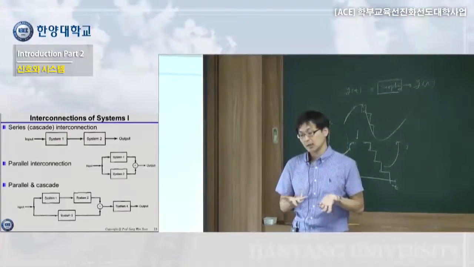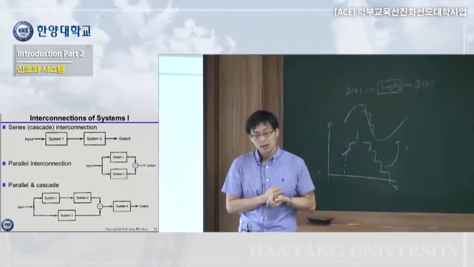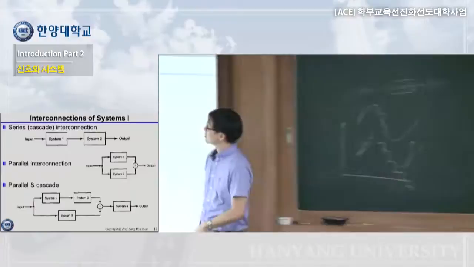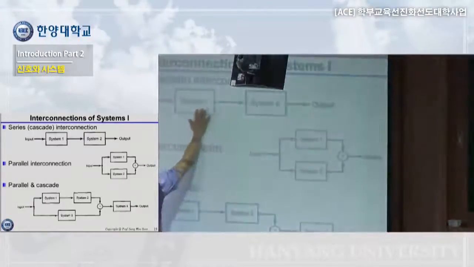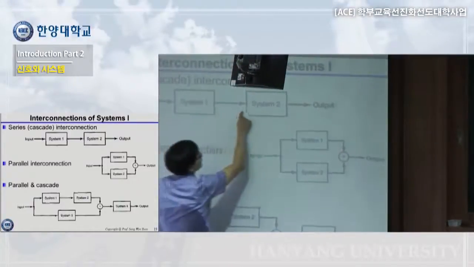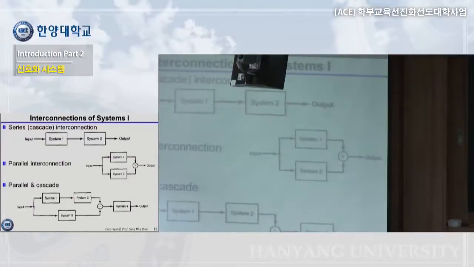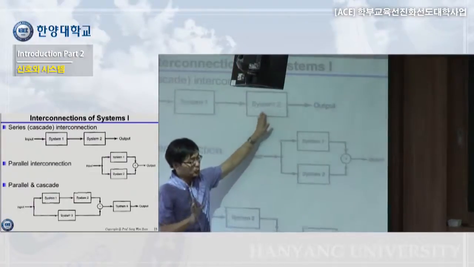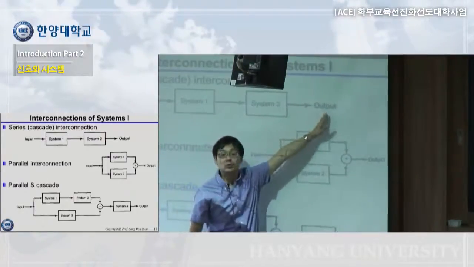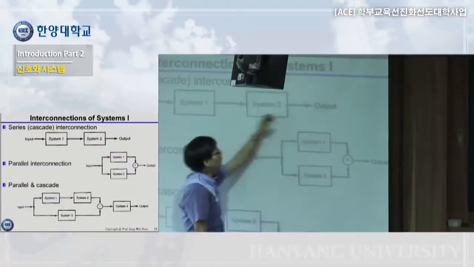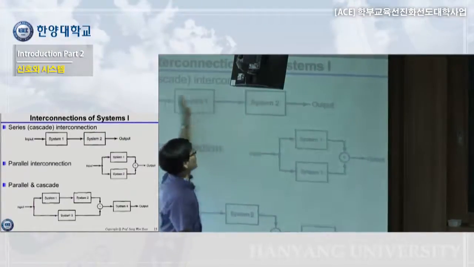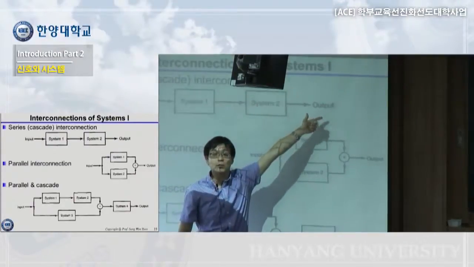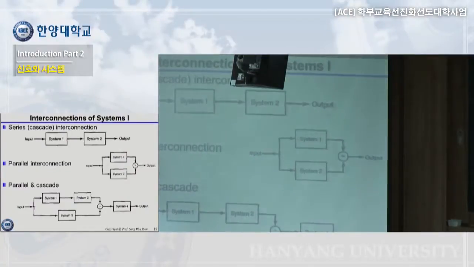So how they are connected, we can divide into several cases. First case is series, cascaded, meaning that one system and the second system are connected in series. So the input should pass through each system. They have to pass through every system until they come out as output. So this is called series because it is series connected, and we have to pass through all the systems until we reach the output.